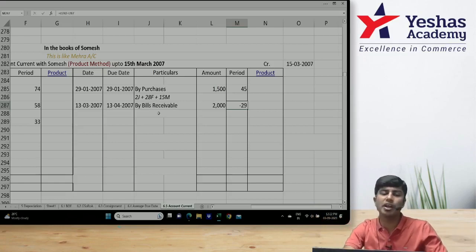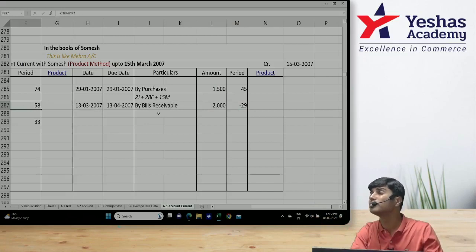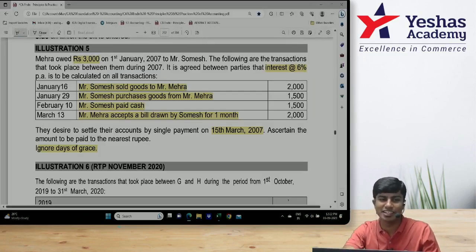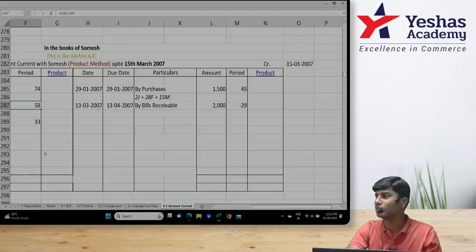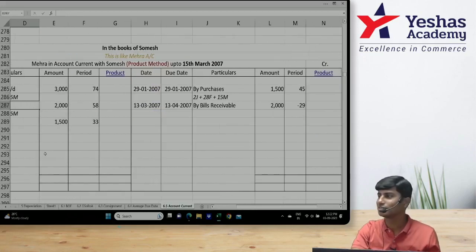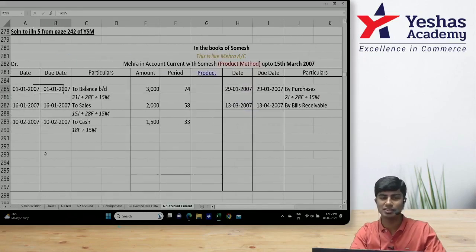Simple. Find the product. Is there any doubt? Ask. They have told very clearly in the question: ignore the grace of 3 days. There is no grace. What is 62.1? Wait. Patience.